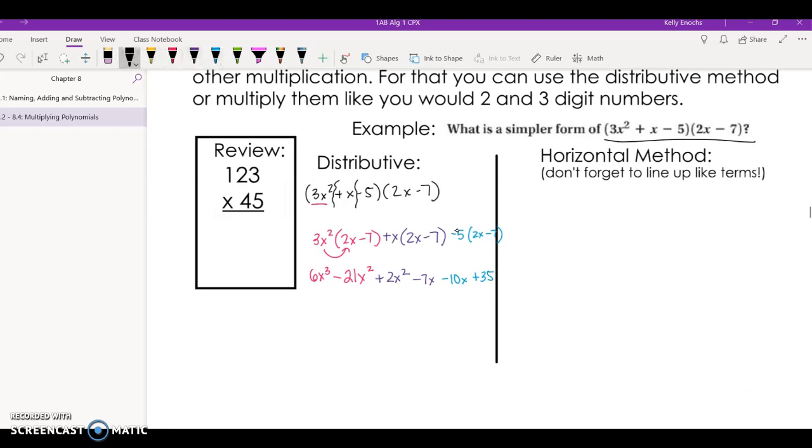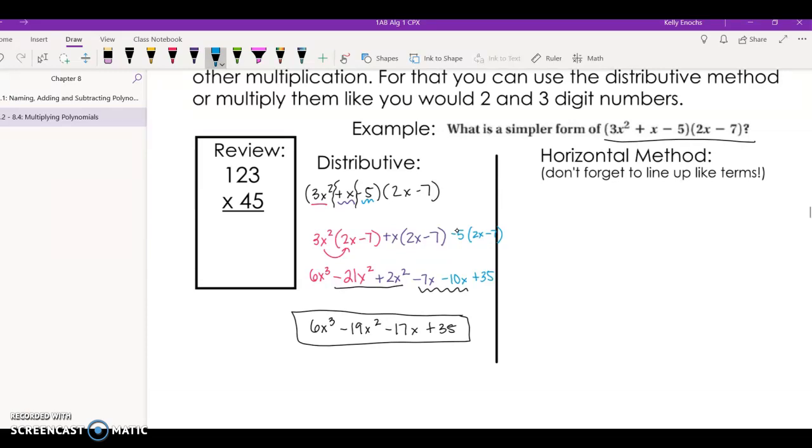Then you go through and find all of your like terms. So my two x squareds and my two x's need to go together. So 6x cubed minus 19x squared minus 17x plus 35 is our final answer. So you can certainly do any polynomial times any other polynomial using the distributive property for each of those terms in your first parentheses. The other method is to do it like a long multiplication problem.